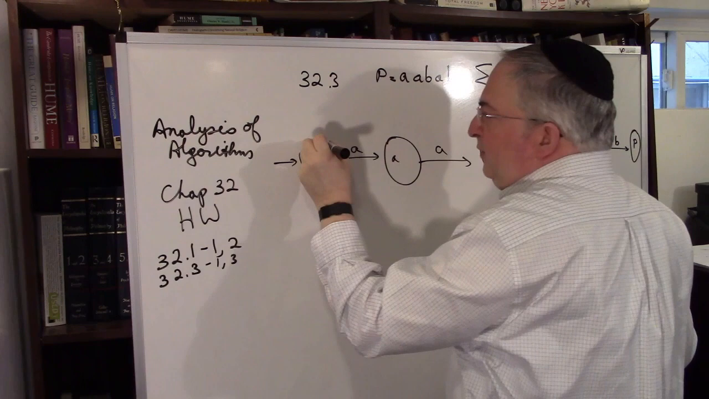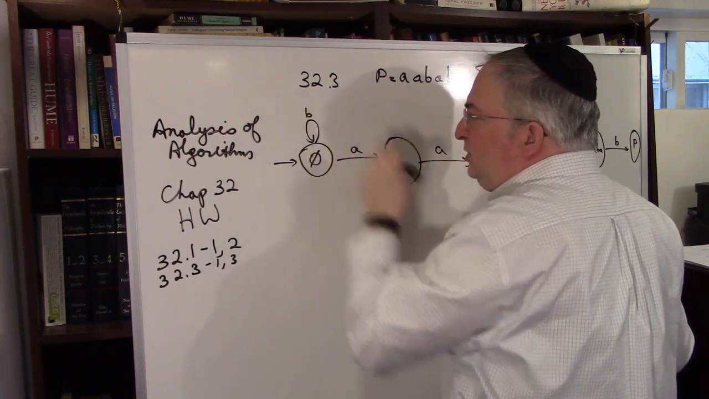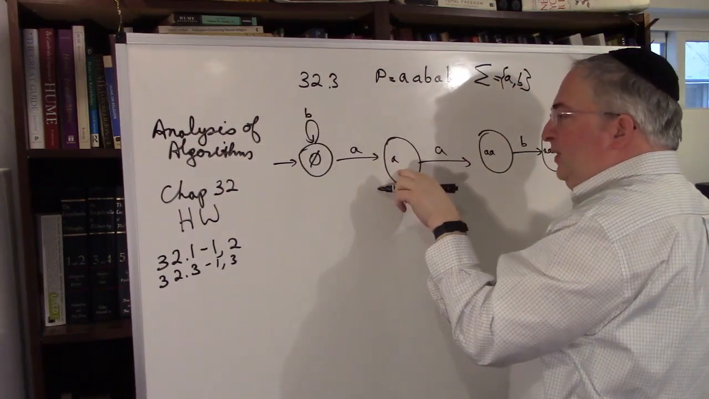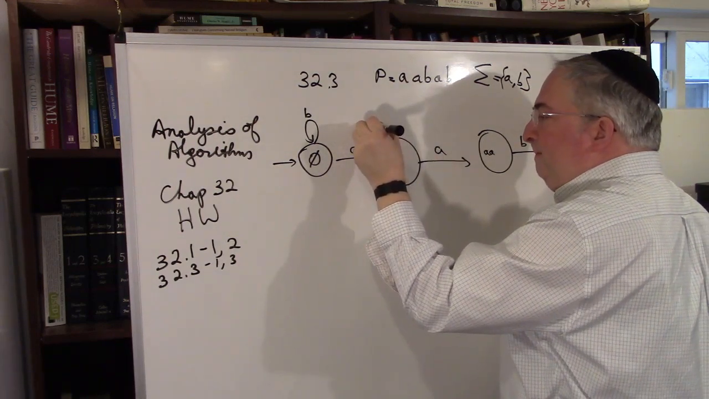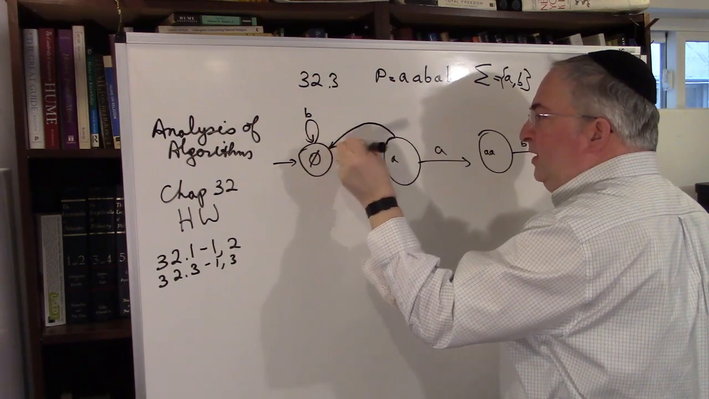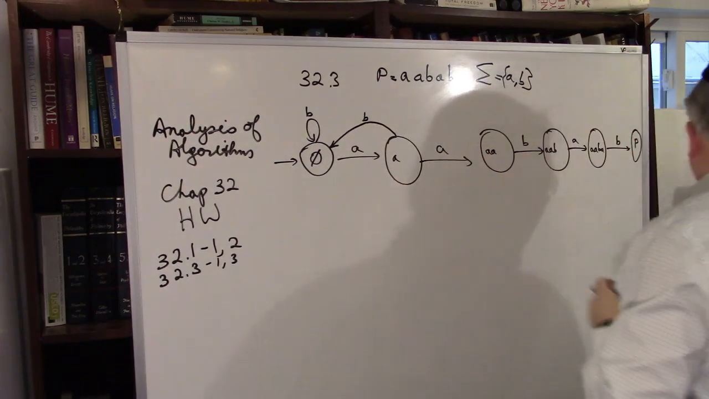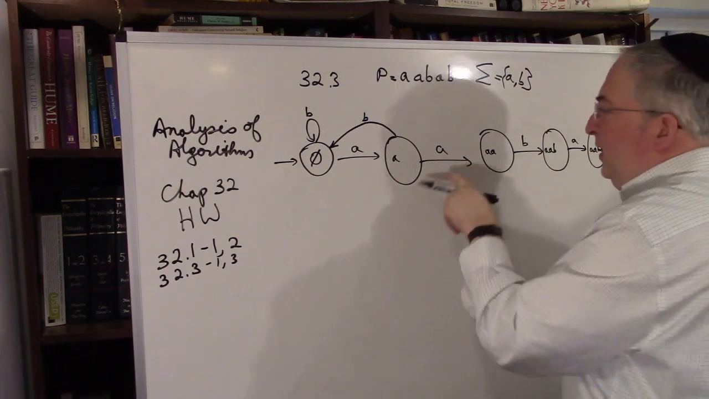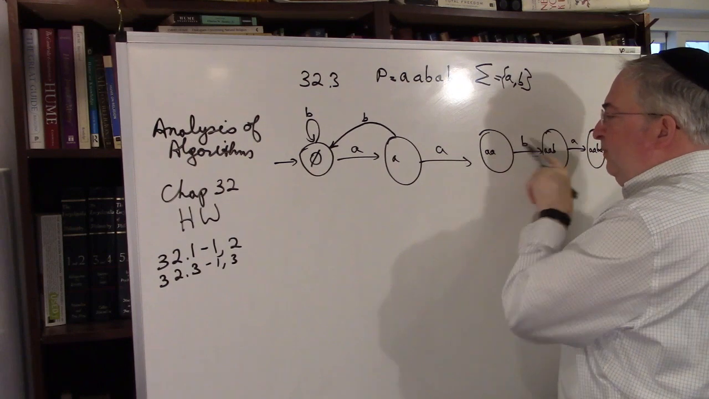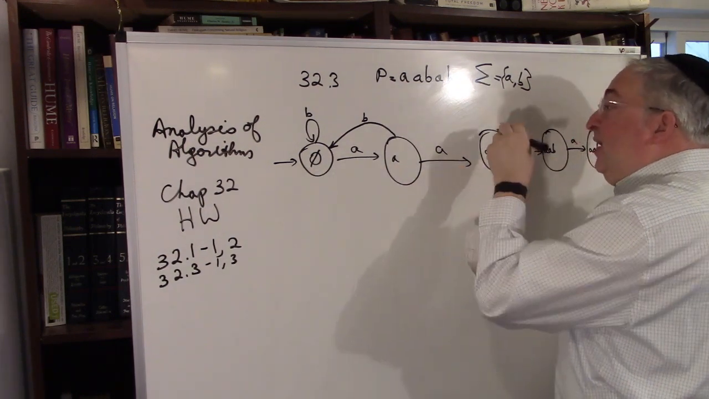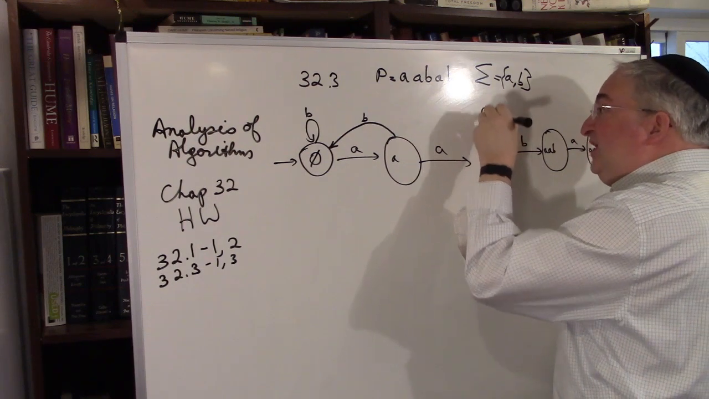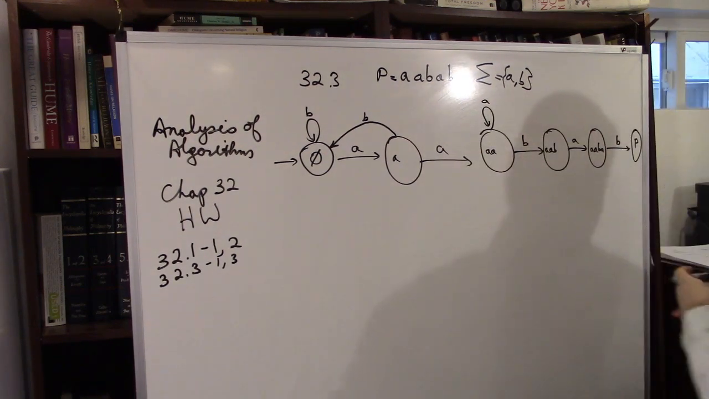Okay, and so here, if you have a B, you just wait. Here, if you have an A, you go here. If you have a B, you go back and wait. Okay, here, if you have a B, you go here. If you have an A, then you just had AA, and you're going to have another A. Well, you just stay right there and wait.